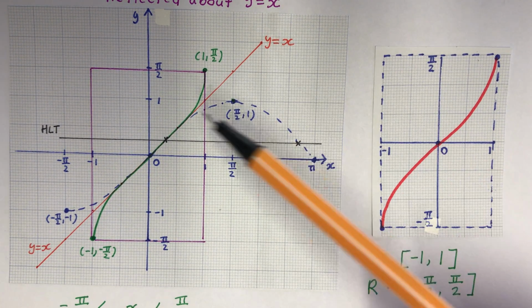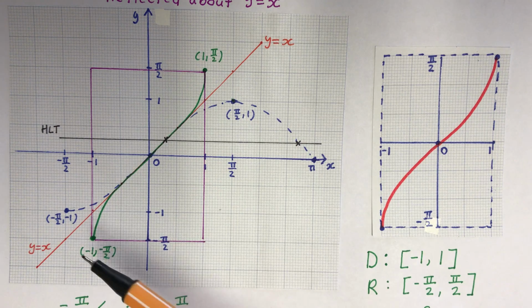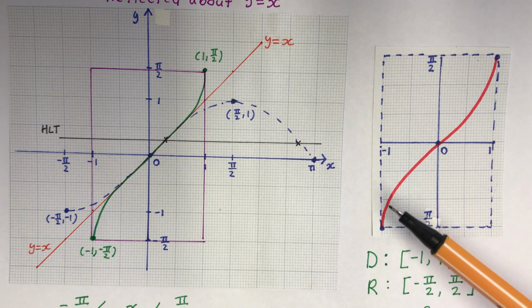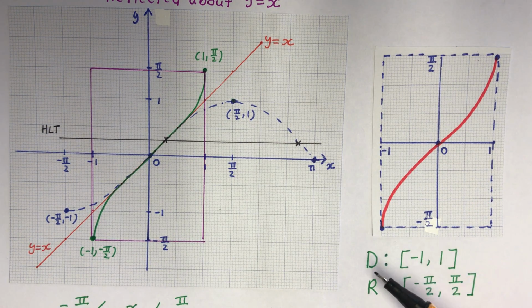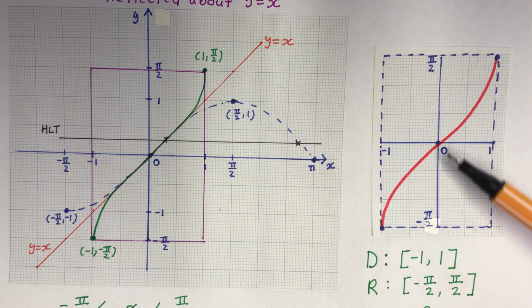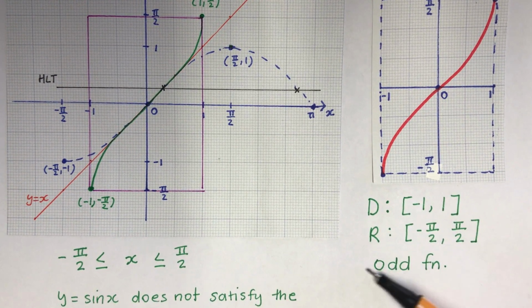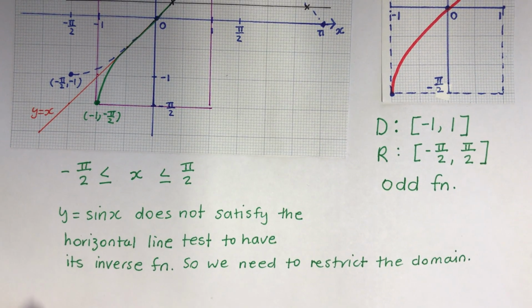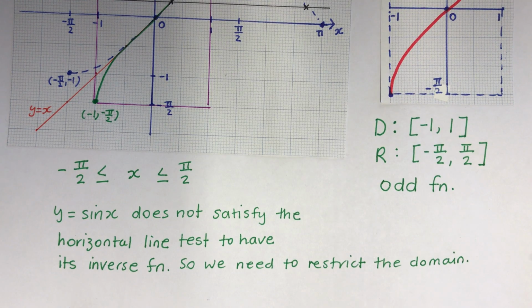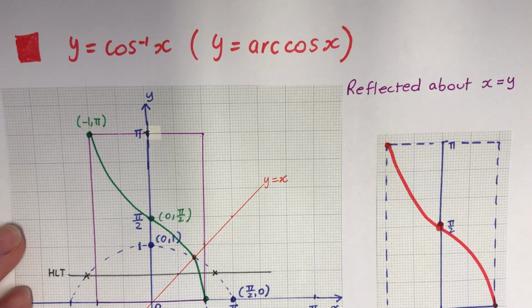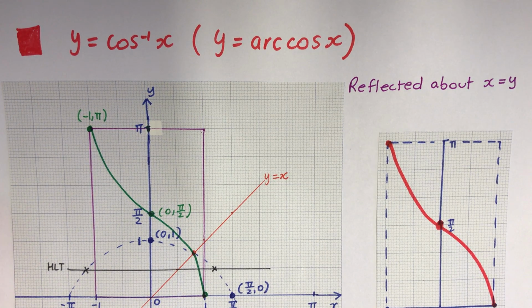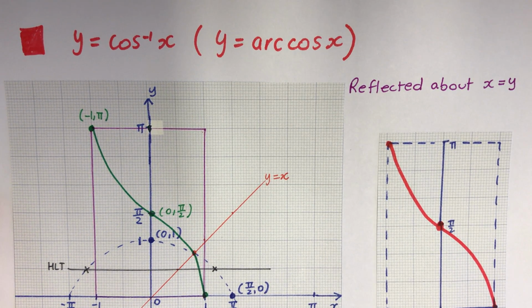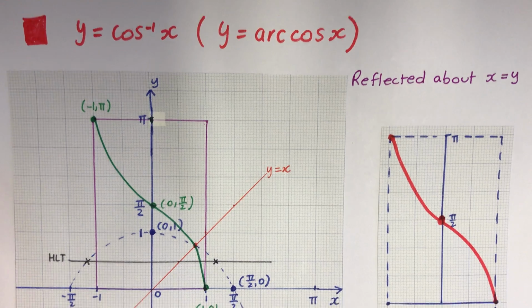We're only looking at this area here, so I'll sketch this again. The domain will be minus 1 to 1, the range will be minus pi over 2 to pi over 2, and it's an odd function, which is exactly what I just told you about. Excellent. So that was the inverse sine. Now this is inverse cos, arc cos x.